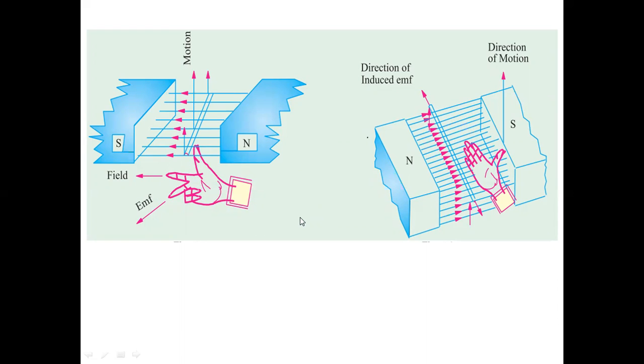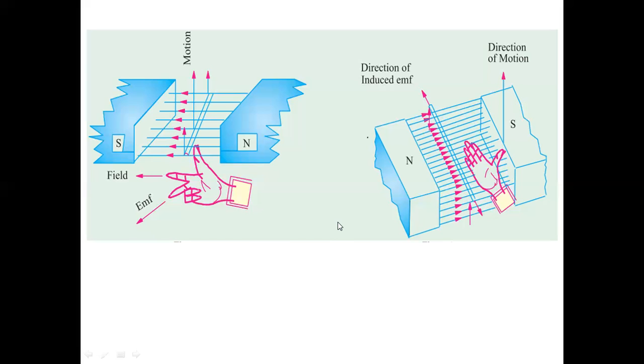So in the last class we were seeing about the generation of EMF. Generation of EMF, whenever a conductor cuts the magnetic field. Whenever a conductor cuts the magnetic field, the EMF will be induced in the conductor.